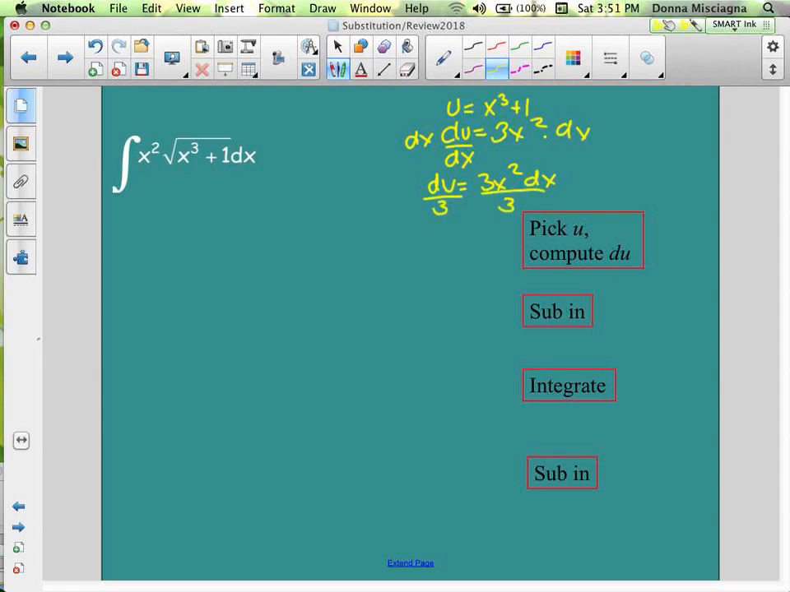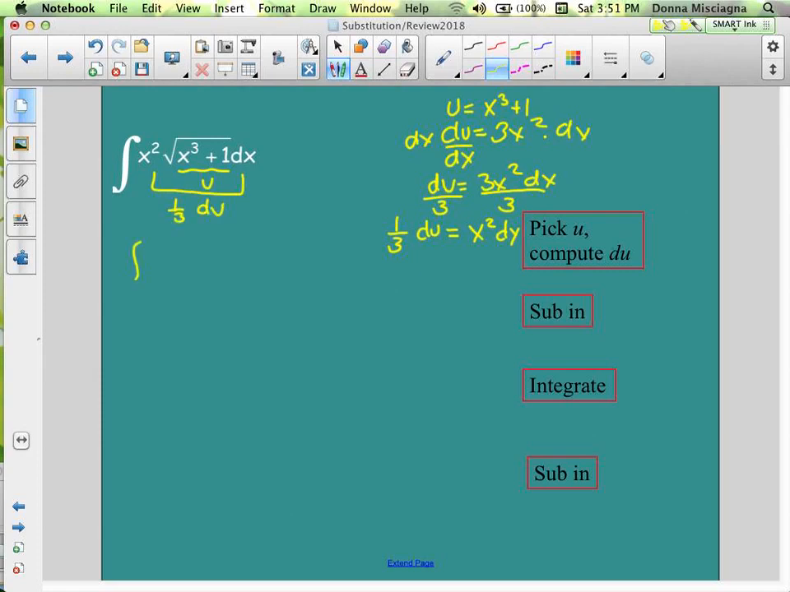If you're short a variable, that's a problem. Short a constant, no biggie. Just means it should be on the other side. 1/3 du is equal to x squared dx. So we're replacing this part with a u, this part with a 1/3 du, and then we can integrate.